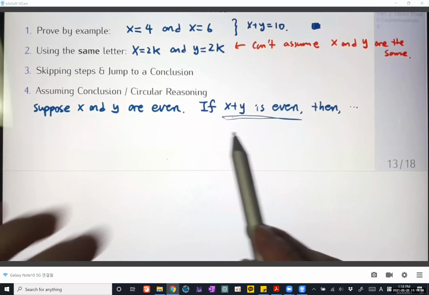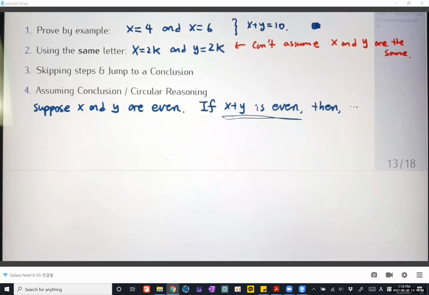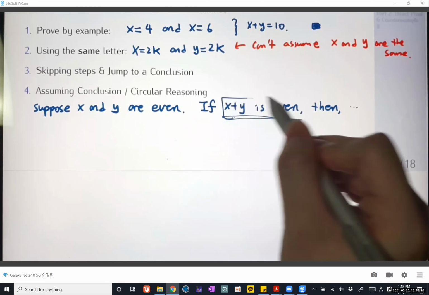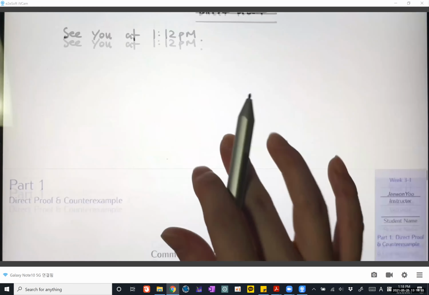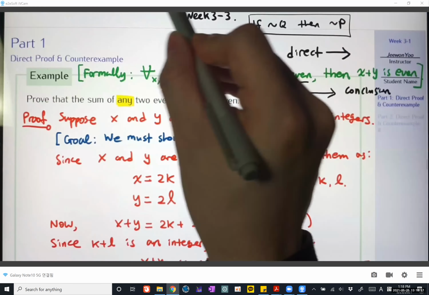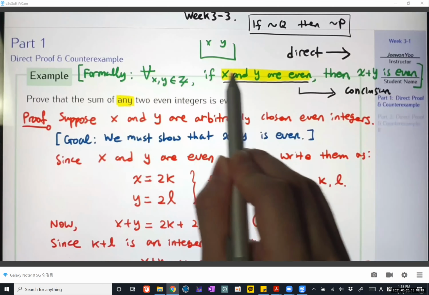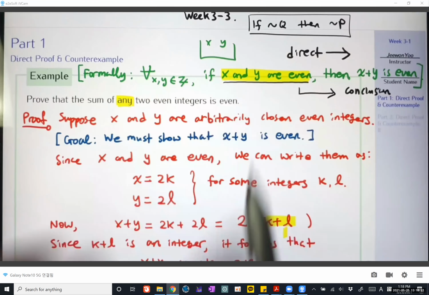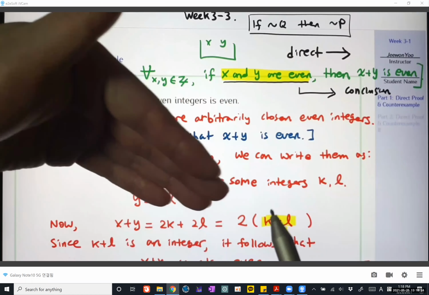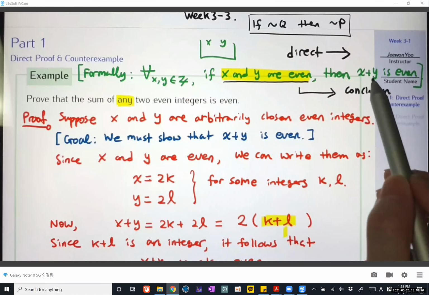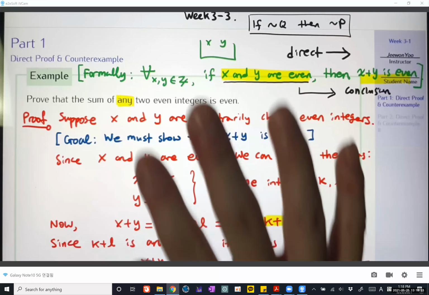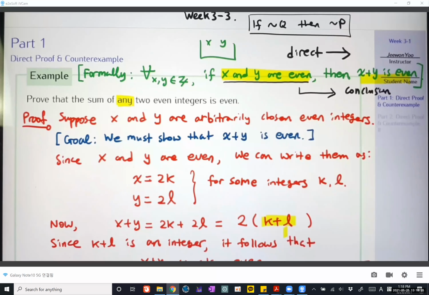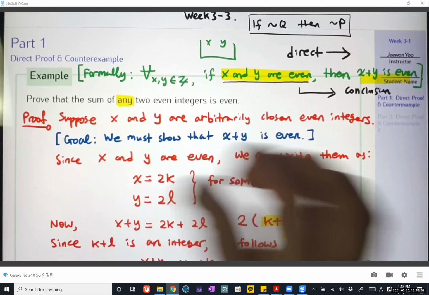So that's another common mistake. So please don't assume the conclusion. Instead, assume the hypothesis here: x, y are even. Okay. Then you can use the direct proof, continue to prove, to show the conclusion x plus y is even. Did I make things a little bit clearer about the common mistakes, everyone? Do you have any questions?